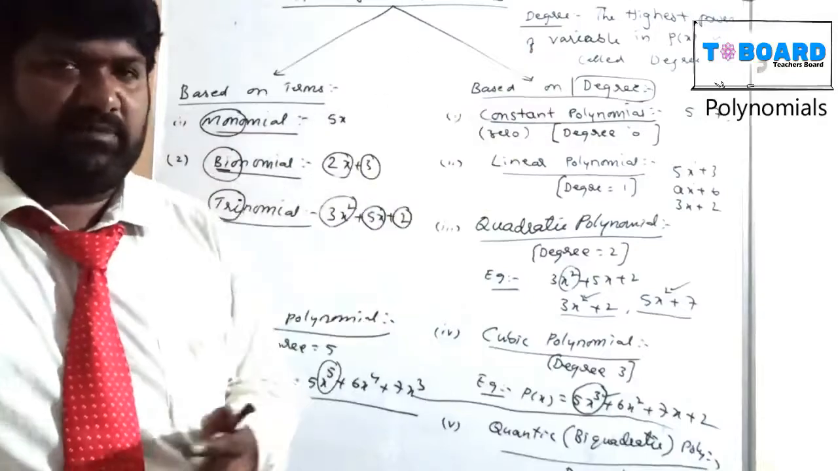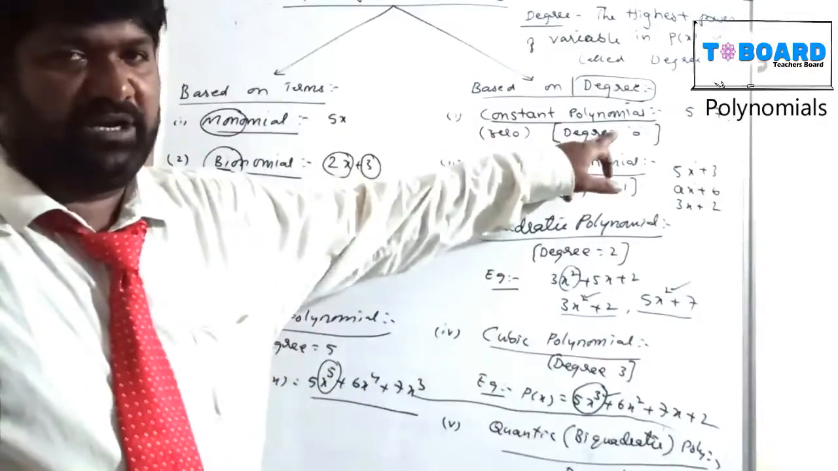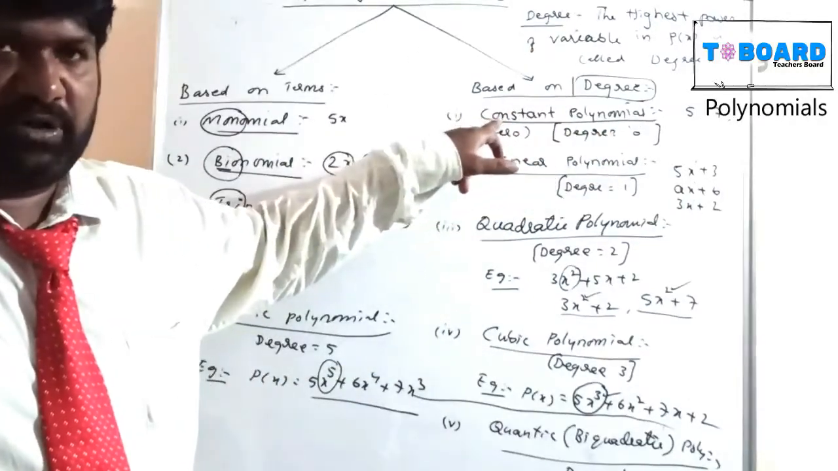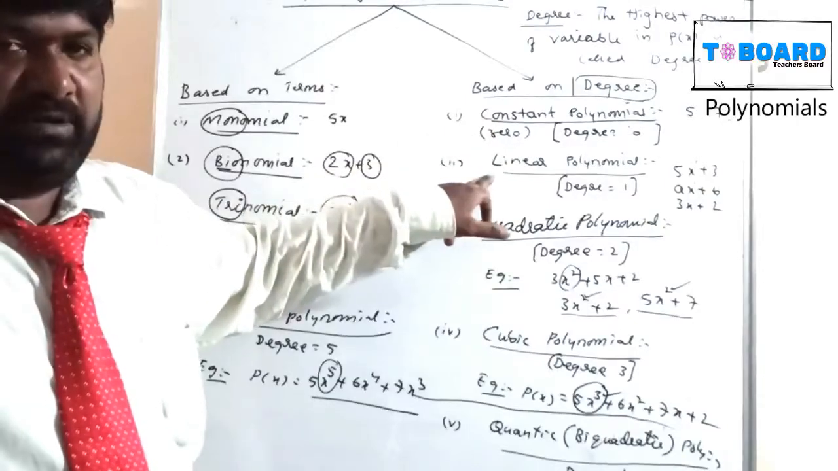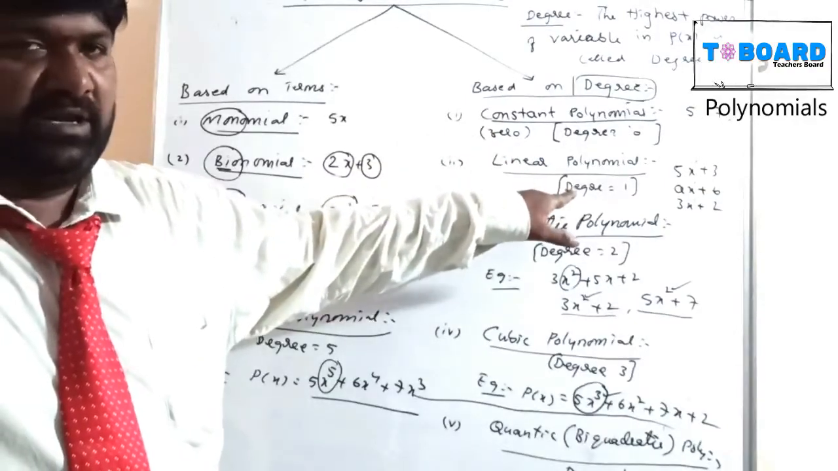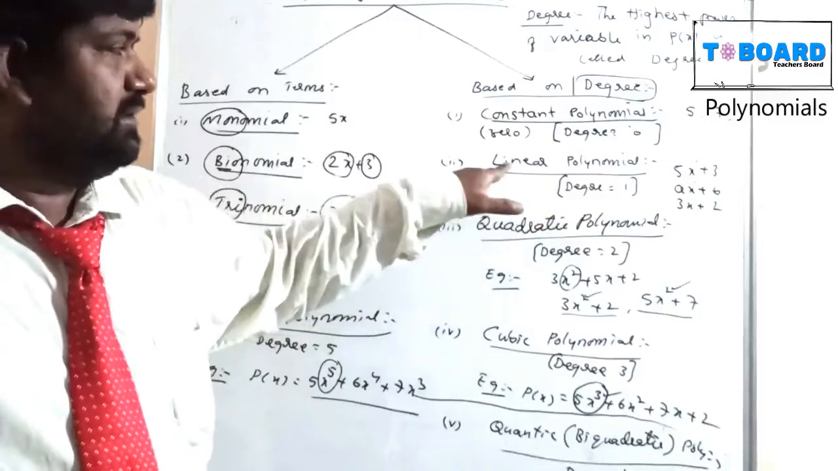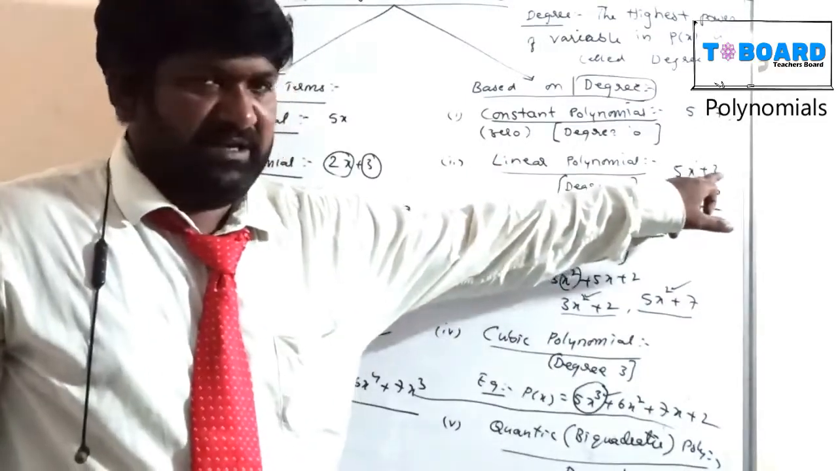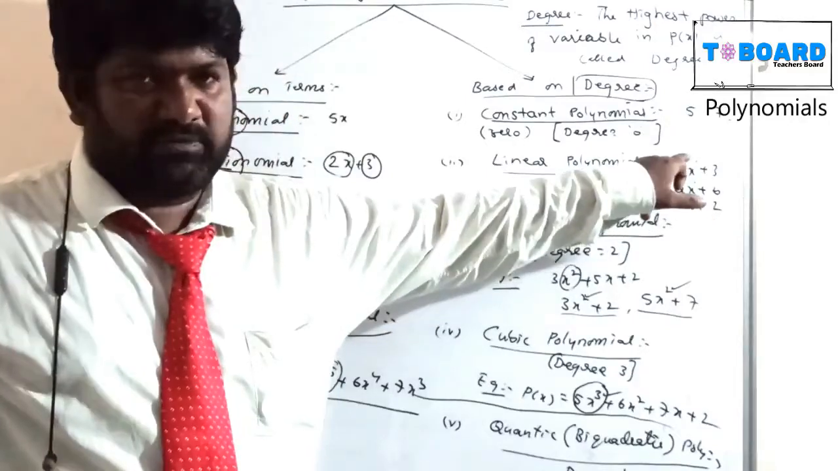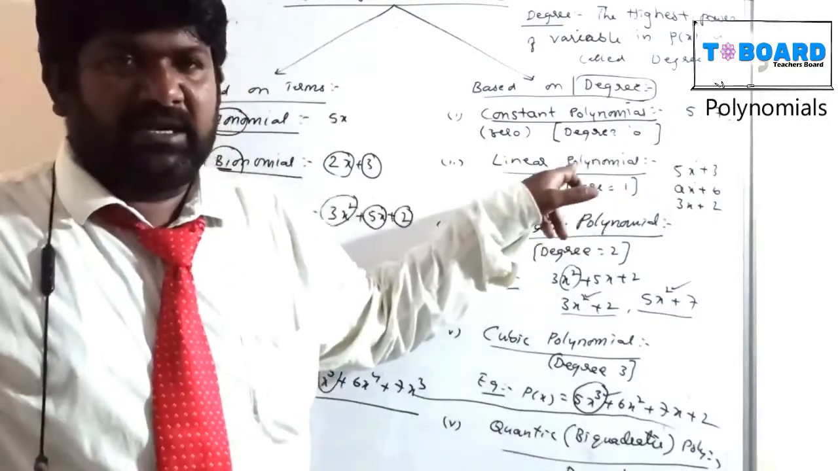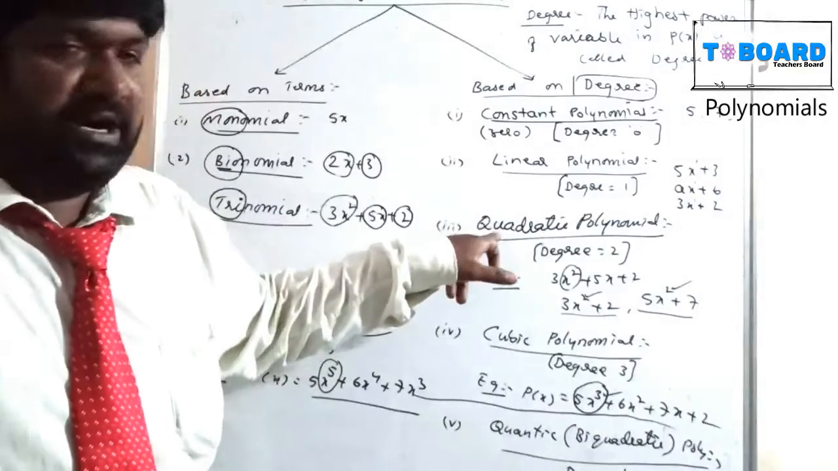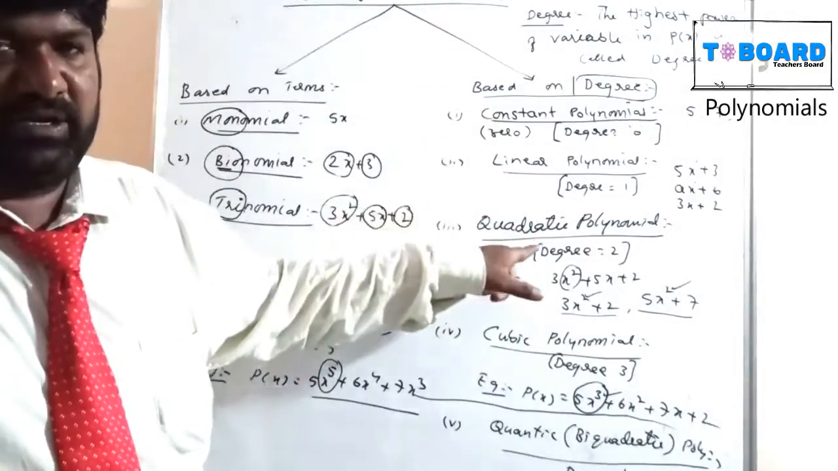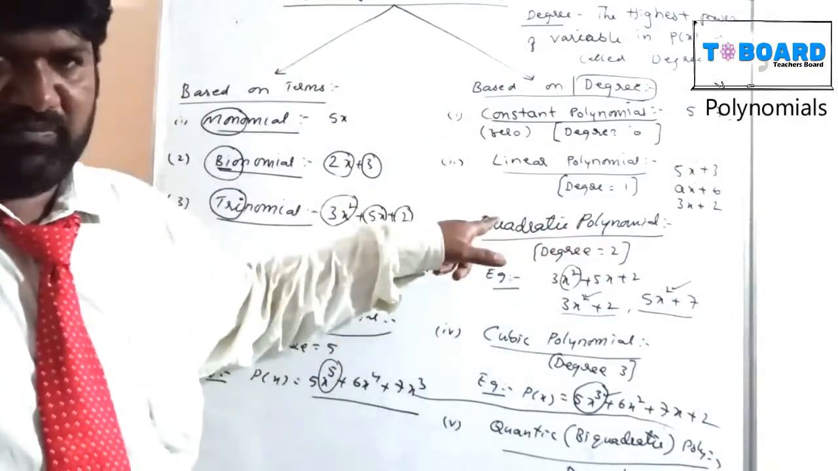Only a constant number. If the degree is 0, that is a constant or zero polynomial. A polynomial with degree 1 is called a linear polynomial. For example, 5x plus 3: the highest power of x is 1, so that is a linear polynomial. A polynomial with degree 2 is called a quadratic polynomial.